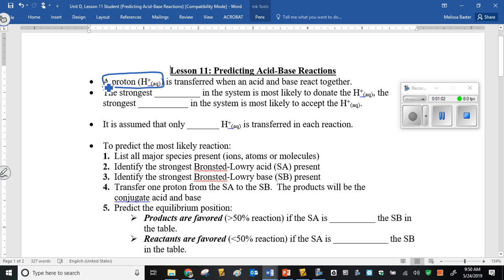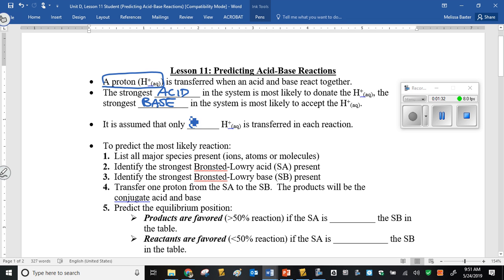So what is going to happen? Well, whatever the strongest acid is in the system, that's the thing most likely to donate a hydrogen ion, so a proton, to the strongest base. And it's the thing that's most likely to accept it. So in Lesson 9, we said an acid is a proton donor, a base is a proton acceptor, and that's what we're going to base this on.